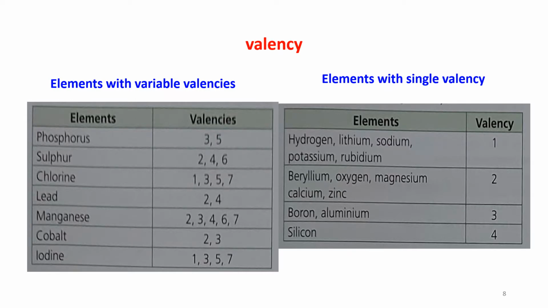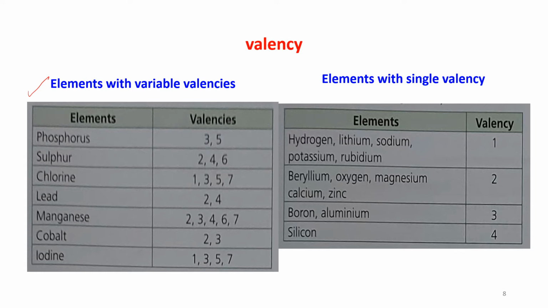Some elements with variable valencies. Just see here, phosphorus is having 2 valencies, 3 and 5. Sulfur is having 3 valencies, 2, 4 and 6. Chlorine is having 4 valencies, 1, 3, 5, 7. Lead, 2 valencies, 2 and 4.